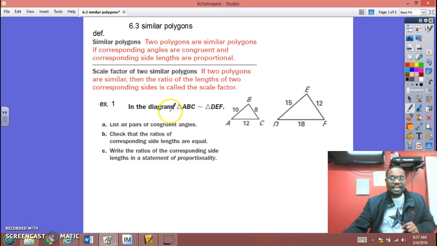In this diagram, triangle ABC is similar. See that one little wavy line? That means similar. If you had two, that means approximate. But that one wavy line means similar. So this is called a similarity statement right here. Triangle ABC is similar to triangle DEF. They're telling us that at the very beginning, and they want us to list all pairs of congruent angles, check that the ratios of the corresponding sides are equal, and write the ratios of the corresponding side lengths as a statement of proportionality. So, with that being said, let's take a look at it.